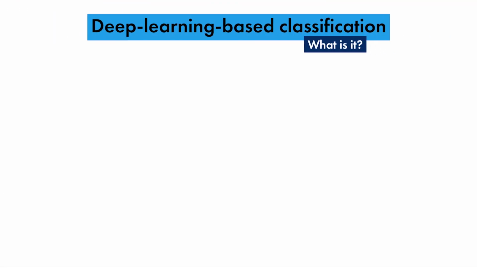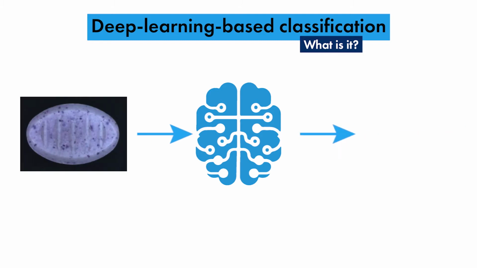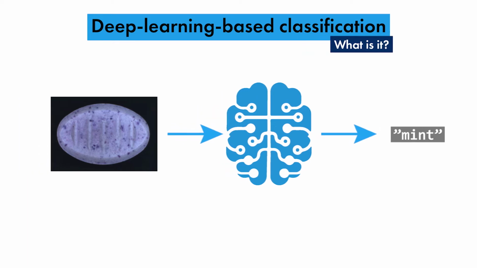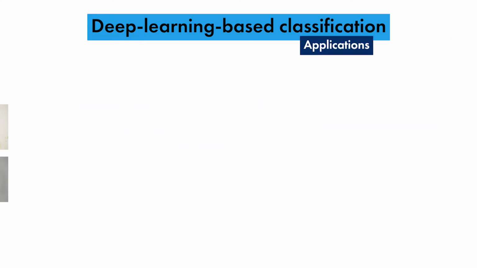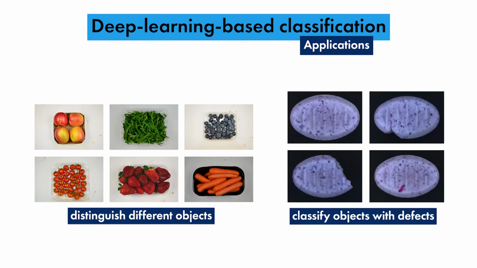But first, what is classification? Classification needs a trained classifier. With classification, you input an image and in return get a label for the whole image. Classification is mainly used to distinguish different objects or classify different types of defects.